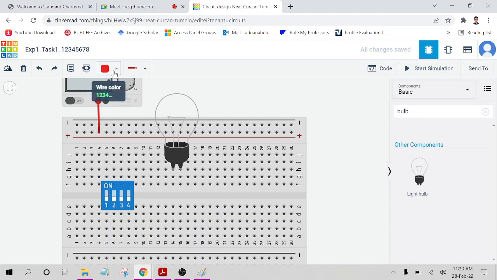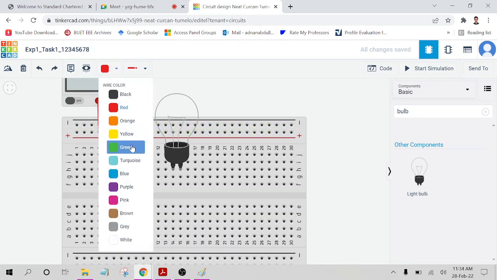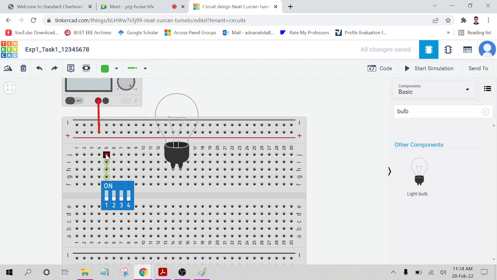There is no first or second, the switch has no polarity, so you can either treat this one as the first terminal and this one as the second terminal, no problem. Okay, so what I have done here is connected the positive terminal with this line, the plus line of the breadboard. So now I can connect this column.